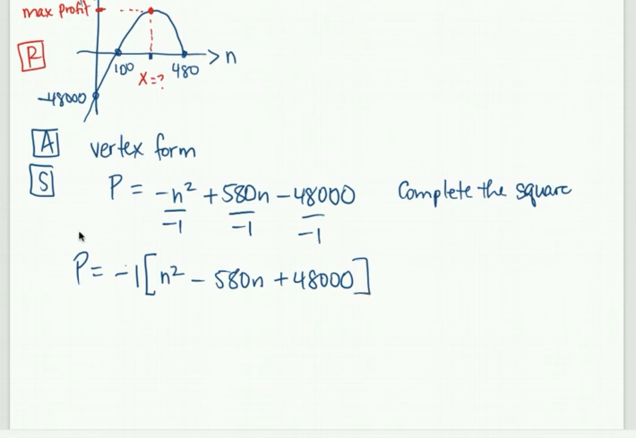Okay, so here are the numbers. So we have the negative 1 divided out. So these are negative, that one's positive, and so forth. Okay, so just because it looks like this, don't start factoring. Remember, we're trying to complete the square.